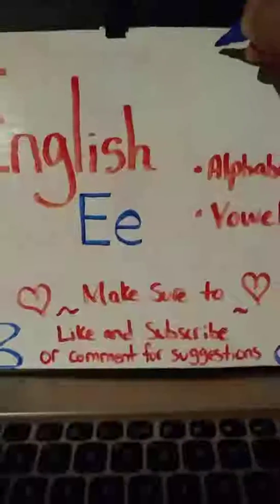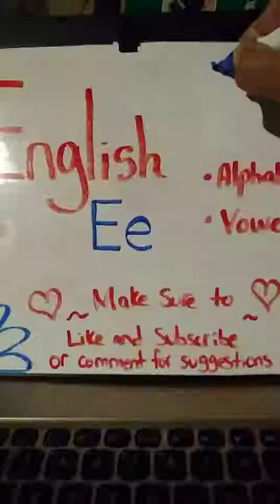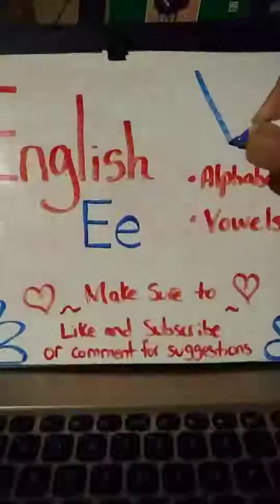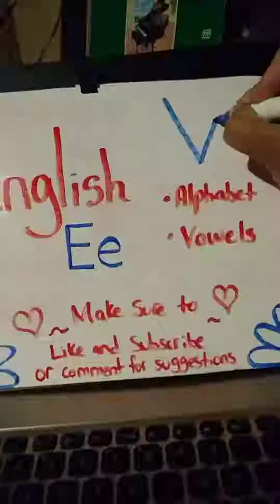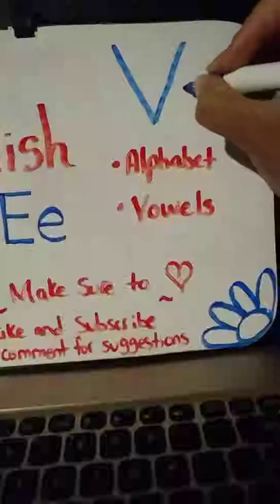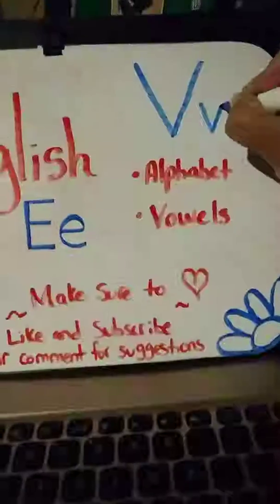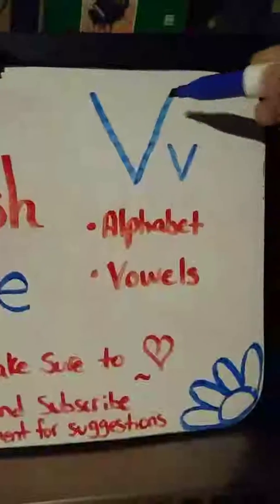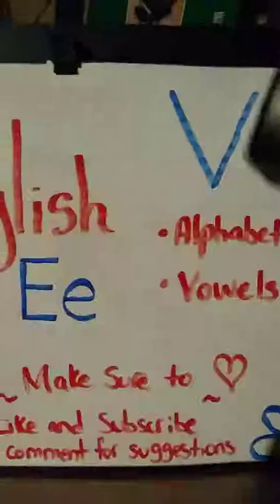Okay. After the U comes the letter V. So you're going to start in the corner and make a slanted line going down. Then you're going to stay right there, hold it, and slant in the opposite direction. There. And you're going to do the same thing for lowercase. There you are. Uppercase, lowercase. V makes the V sound.